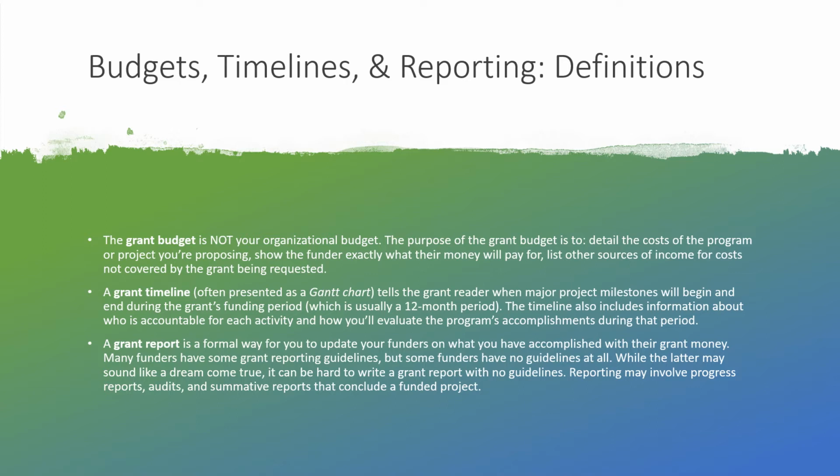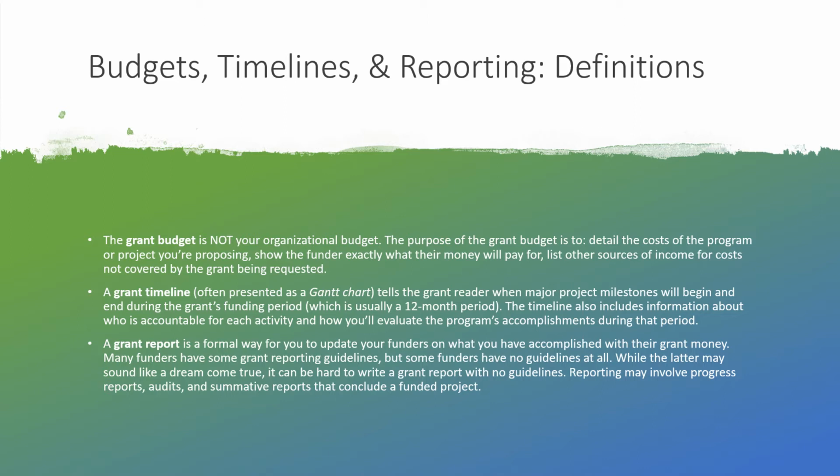So your grant budget is not your organizational budget, right? So you don't want to confuse what your institution or even what your classroom budget might look like with what you're proposing for your grant budget. The purpose of the grant budget is to detail the costs of the program or project you're proposing, to show the funder exactly what their money will pay for, and to list other sources of income for costs not covered by the grant being requested. In other words, you're requesting money, so what's that money going to be used for if you're granted that money?